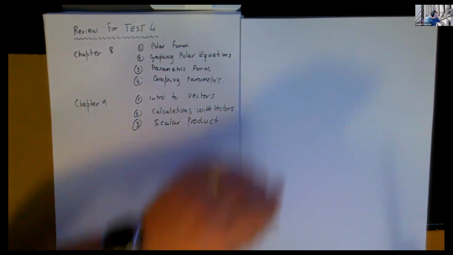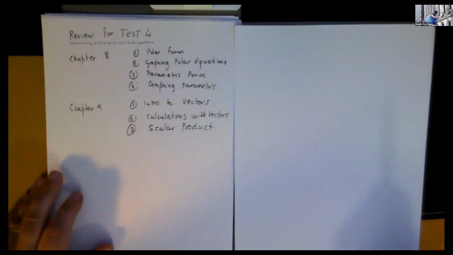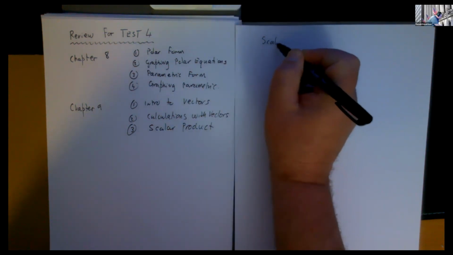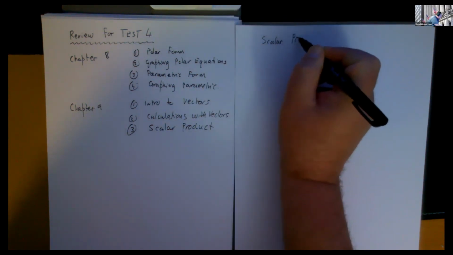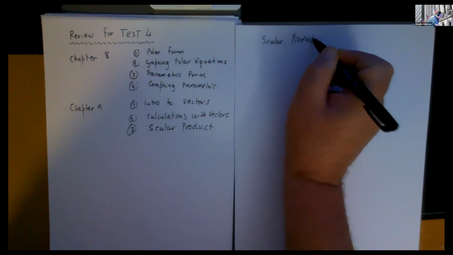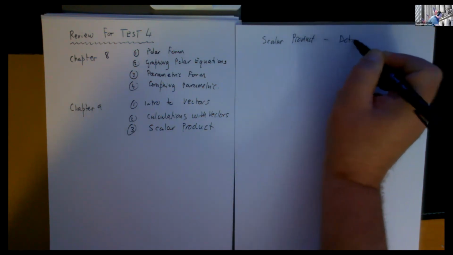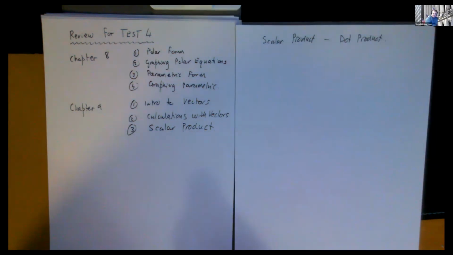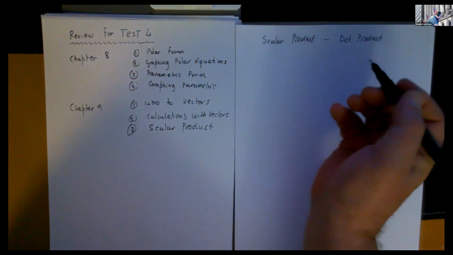Okay, so let's start right at the beginning for scalar products. The first thing is it's got two different names. It's also called a dot product. I like dot product as a name. To me, it makes more sense, but that's fine.